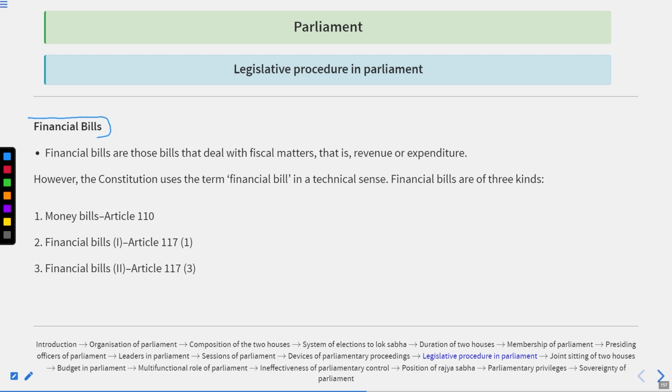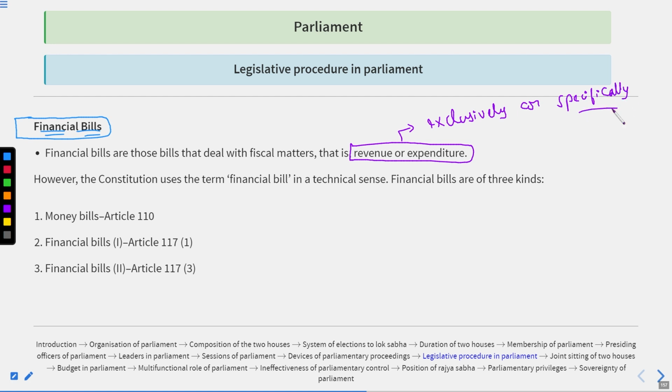After this, the third is the financial bill. So what are financial bills? Financial bills are those bills that deal with fiscal matters like the revenue or the expenditure of the government. However, the Constitution uses the term financial bills in a technical sense.